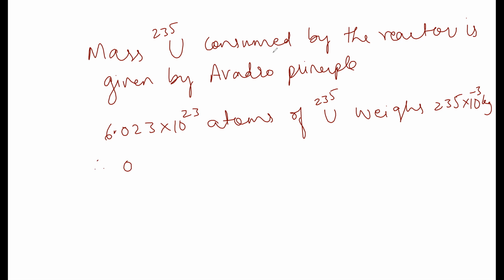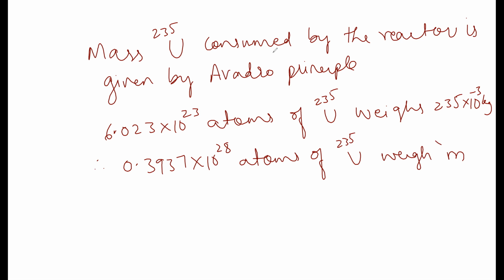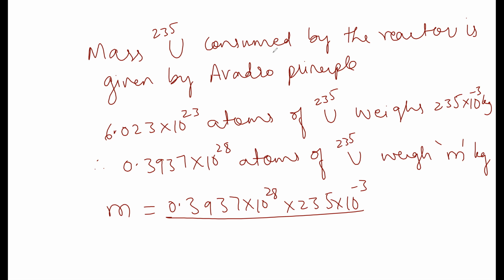Therefore, 0.3937 into 10 to the power of 28 atoms of uranium-235 weigh how much mass? Let us take it as m kg in general. To calculate m, we cross multiply: 0.3937 into 10 to the power of 28 into 235 into 10 to the power of minus 3 divided by 6.023 into 10 to the power of 23. What value of m do we get? We get 1536 kg. We know mass is always measured in terms of kg.